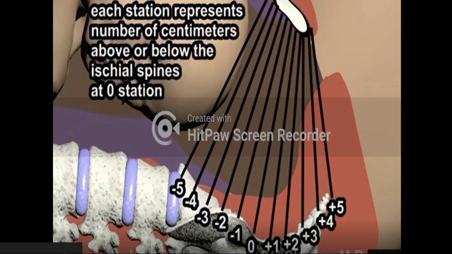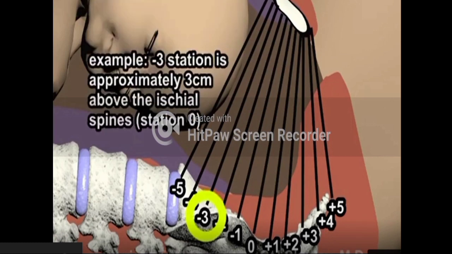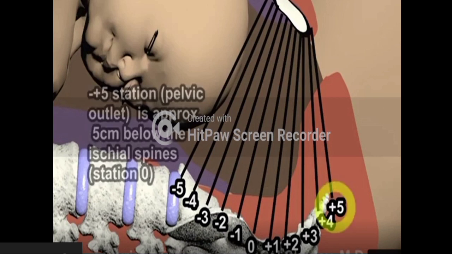Each of these fetal station values represents the number of centimeters above or below the level of the ischial spines. For example, the -3 station is considered to be approximately 3 centimeters above the level of the ischial spines at 0 station, whereas +5 at the pelvic outlet is considered to be approximately 5 centimeters below the level of the ischial spines at 0 station.